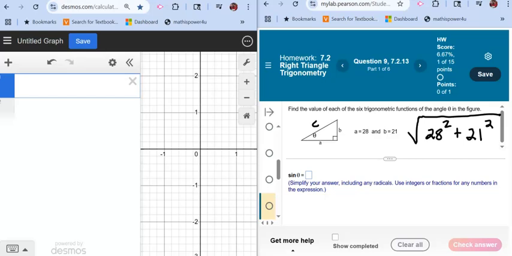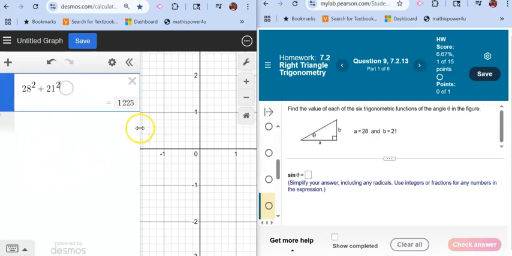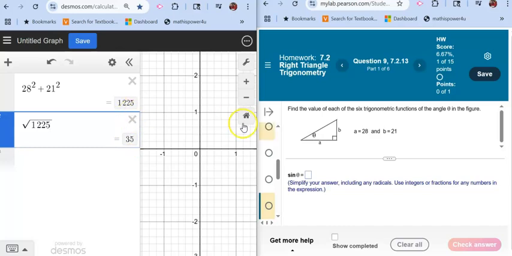Now you'd hope this is a whole number, but if it's not, we just deal with the simplified form of the radical. I've already made a video talking about how to simplify a radical. So let's look at 28 squared plus 21 squared. I get 1225, and now I want to take the square root of that, and I get 35. So this does end up being a whole number, so that third side is 35.